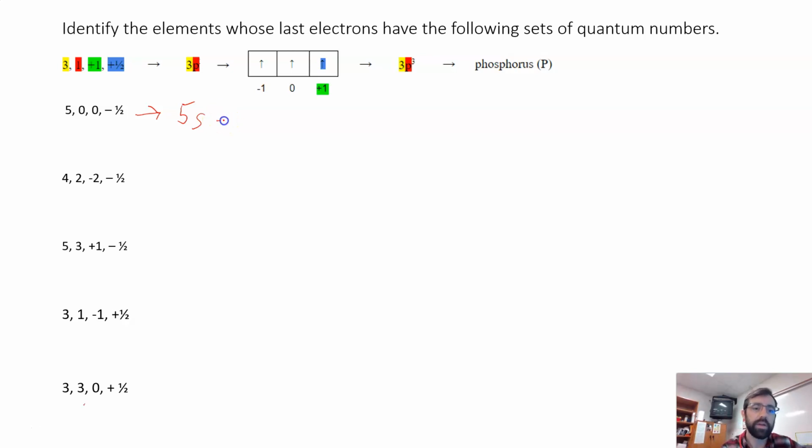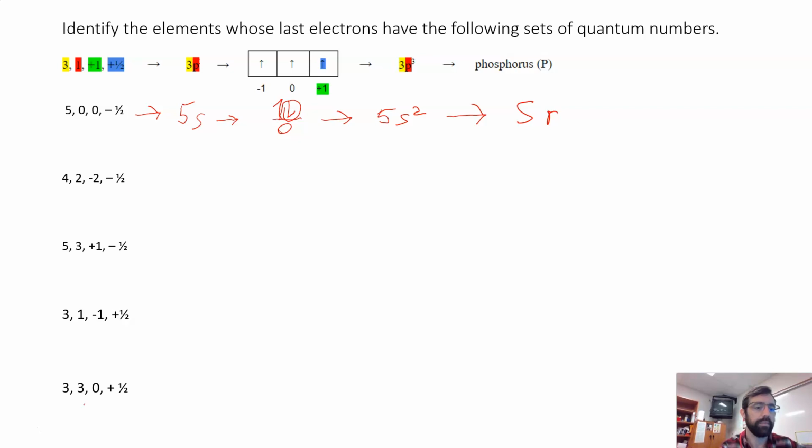So the next thing I want to do is write out my orbital diagram. 5s is going to be just one line because S only has one orbital. And if it's a down arrow, that means I had to have my up arrow first and then my down arrow. So that means this is 5s2. And if I were to find that on the periodic table, 5th row, S block, second element is strontium, or Sr.